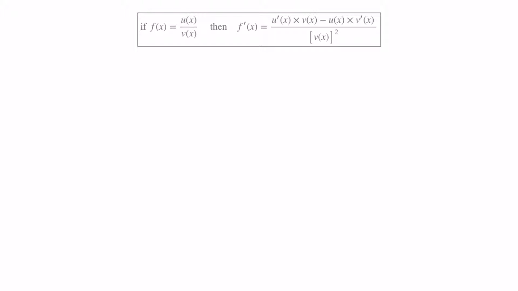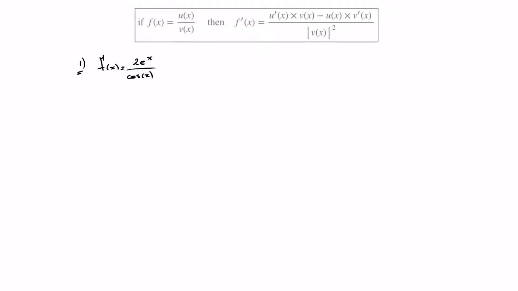So let's go ahead and see how we can use this formula with an example. Let's say we're given the following function. f of x equals 2e^x over cosine of x. And we're asked to differentiate this function.